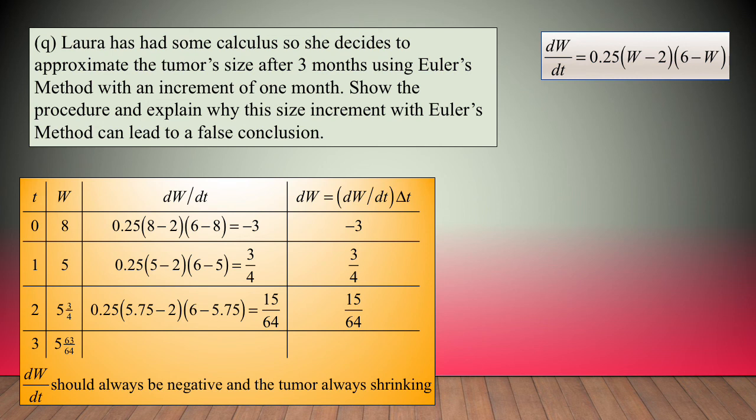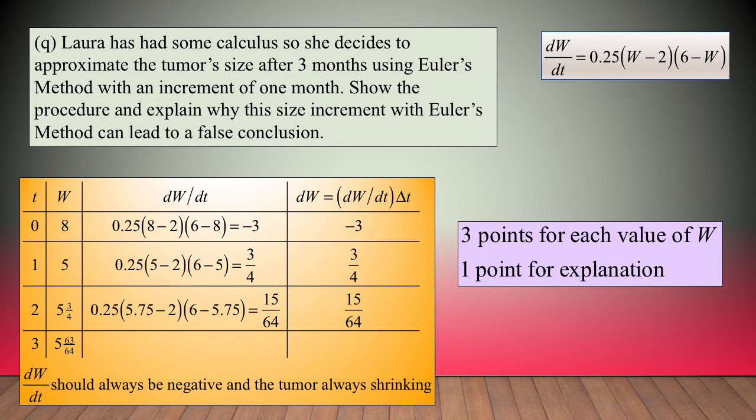We saw on the previous slide that dw/dt should always be negative, and therefore the tumor should always be shrinking. The problem is that the 1 month increment is too large, leading to an error in Euler's method. 4 points for this problem. 3 points for each successive value of w, and then 1 point for the explanation.